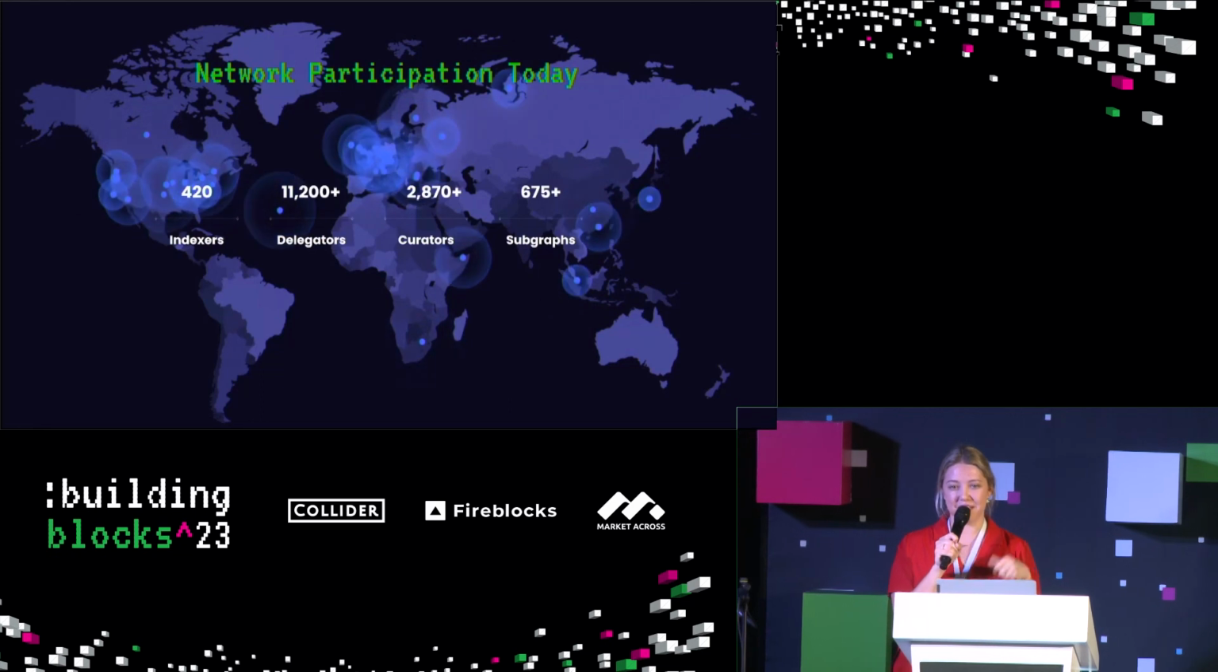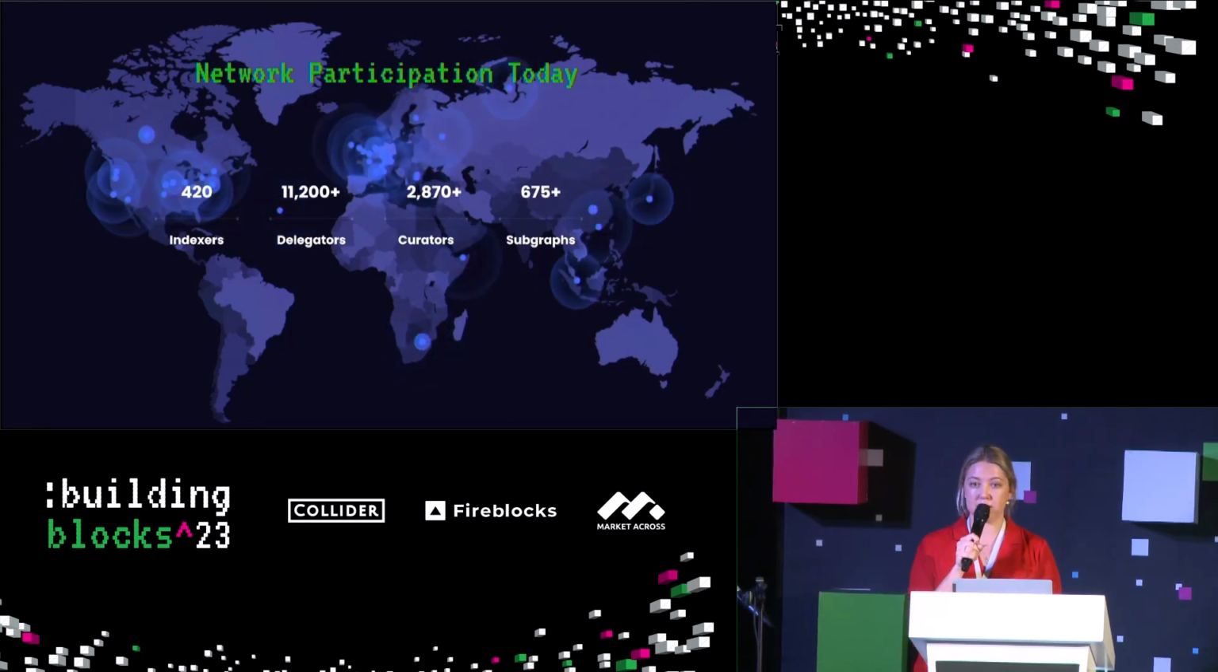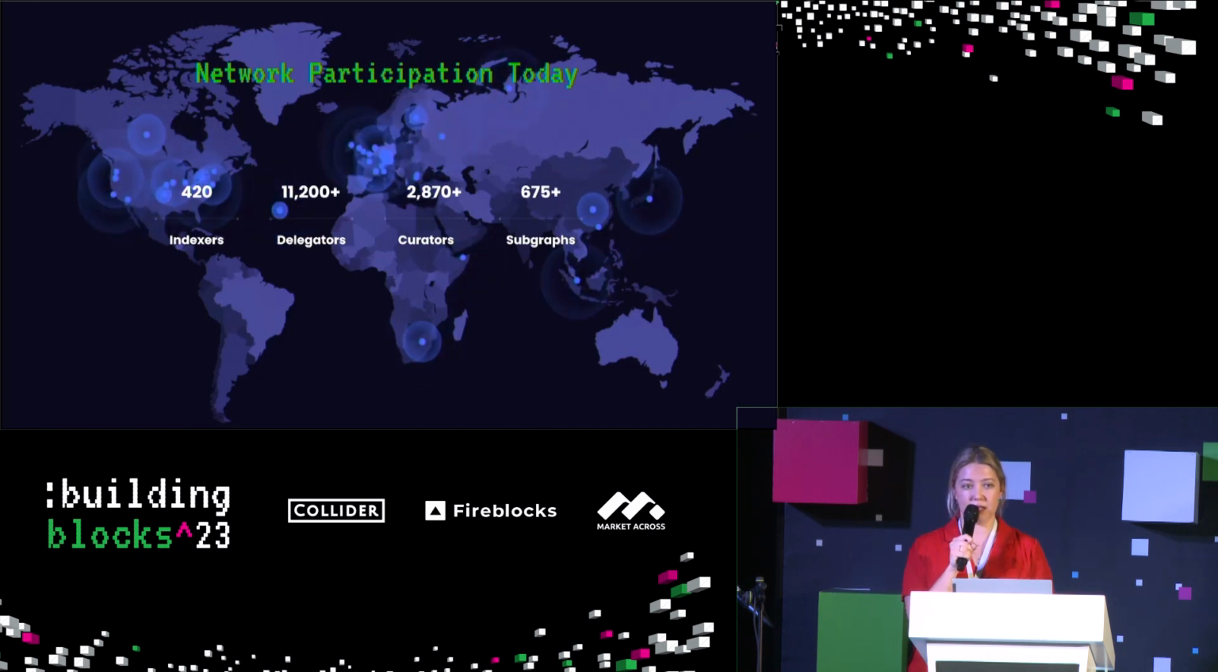Part of it is also increasing support for new chains. So right now the network supports Ethereum, Gnosis, and Polygon, and we're working on Optimism, Avalanche, and the other EVM chains very shortly. And at that point, we'll feel more comfortable having more dApps and subgraphs migrate.